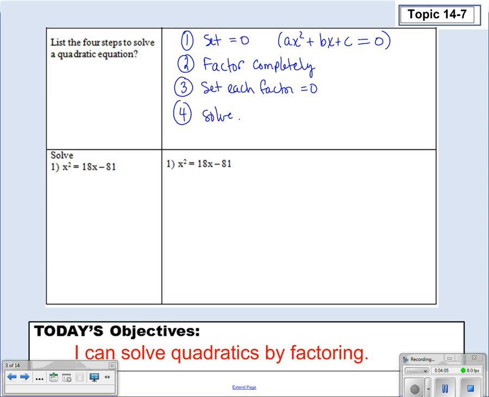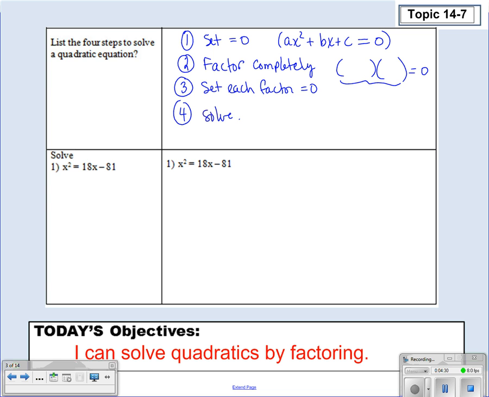When we factor completely, going back to step 2, we're taking that quadratic and making it look like a product. So we have a product that's equal to 0. So let's use those steps in order to solve our equation. Our first example, we have x squared equals 18x minus 81.